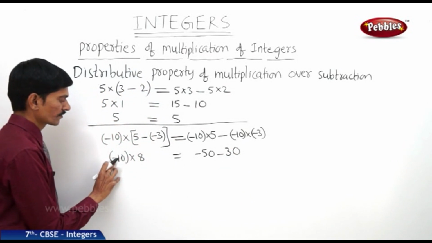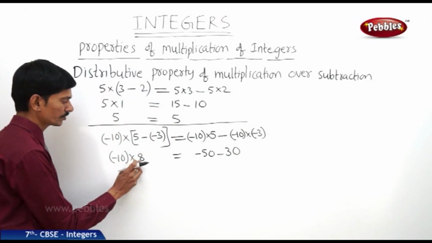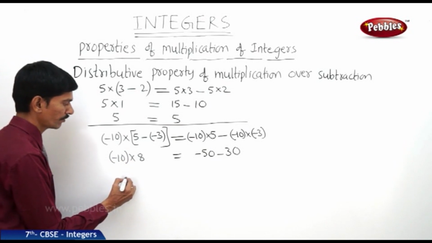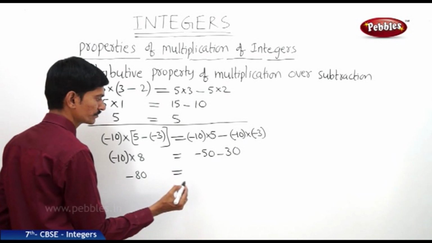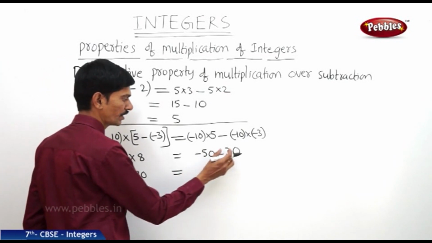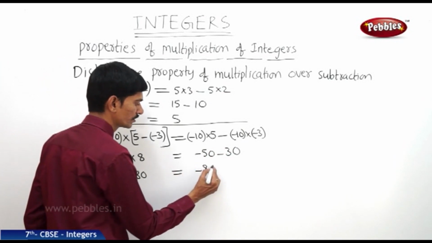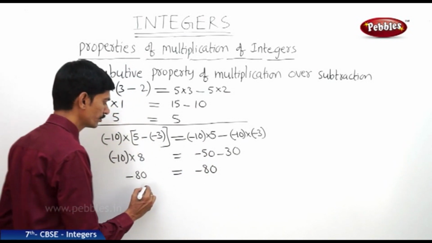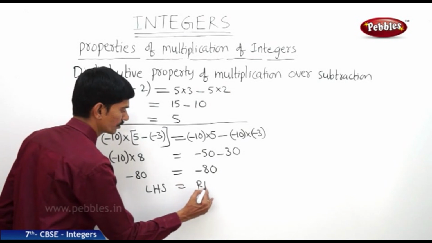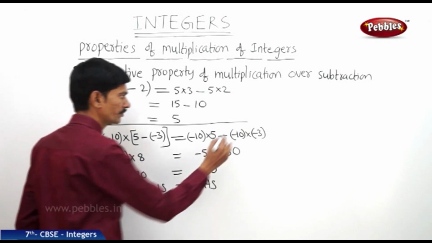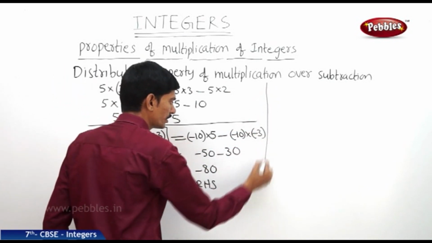Here the product of a negative and a positive integer is a negative integer. Minus 10 8s are 80. So this equals minus 50 minus 30, which is minus 80. So here also we got both LHS and RHS equal. So LHS equals RHS. This can be proved by taking any three integers.